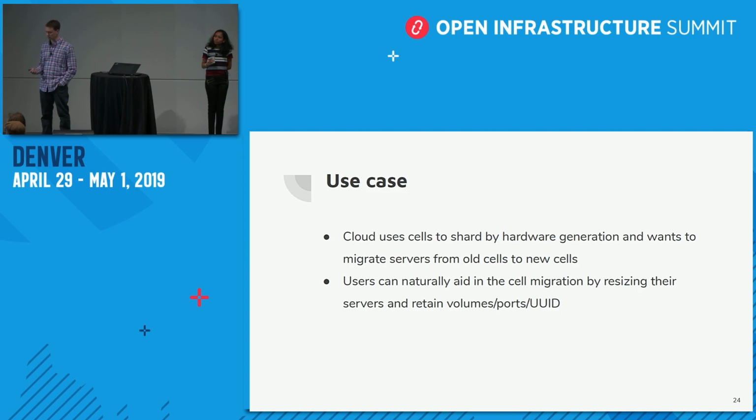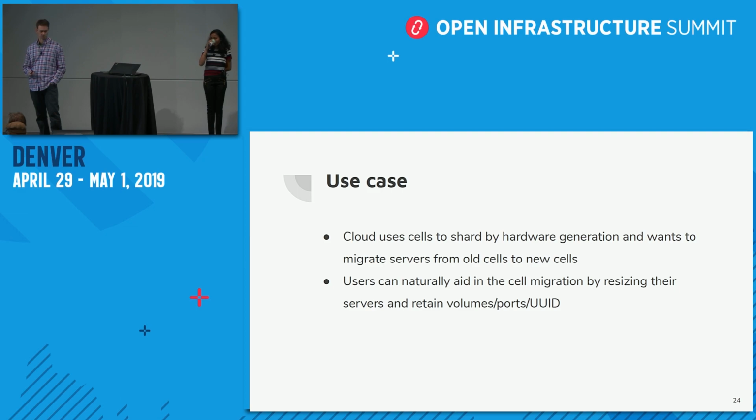Obviously, you could do this today with multiple regions. You can do this with multiple cells today by creating snapshots. And actually, that's the documented way in OpenStack to move servers across regions: creating a snapshot and then creating the server in the new region. You could do that with cells too. The problem is you potentially lose ports and volumes, and you need to recreate those depending on how the server was created. You lose the UUID on the server.